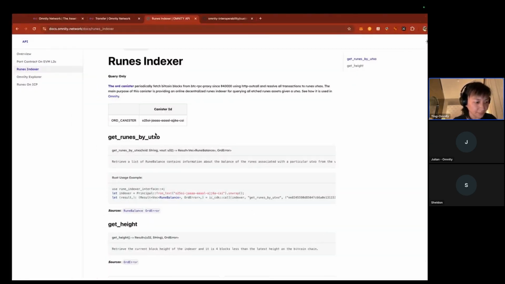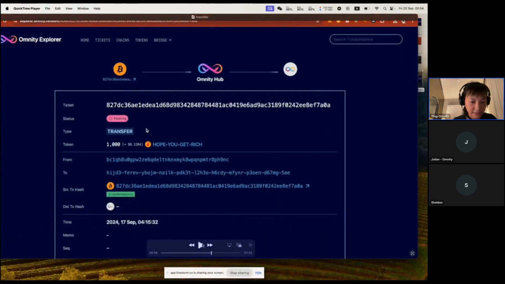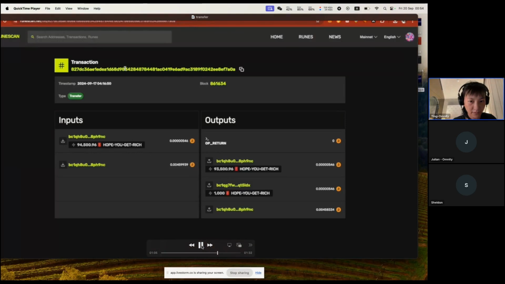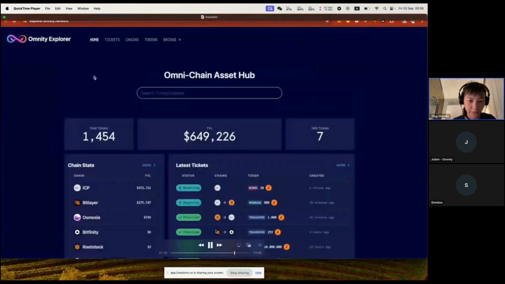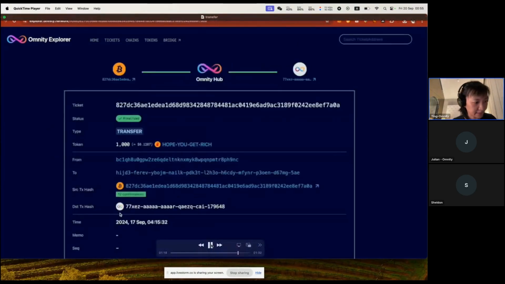So yeah, we will continue with the demo. You can also see this Runes detail from one of our two Runes scans during the transaction. So after a while, you can see this.